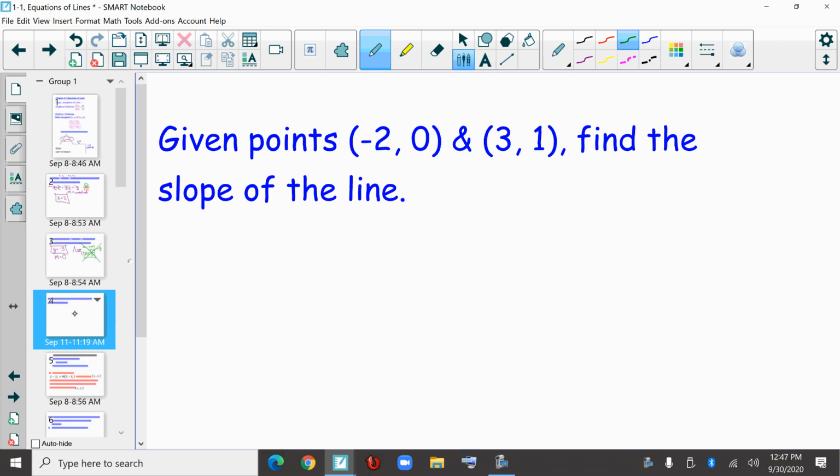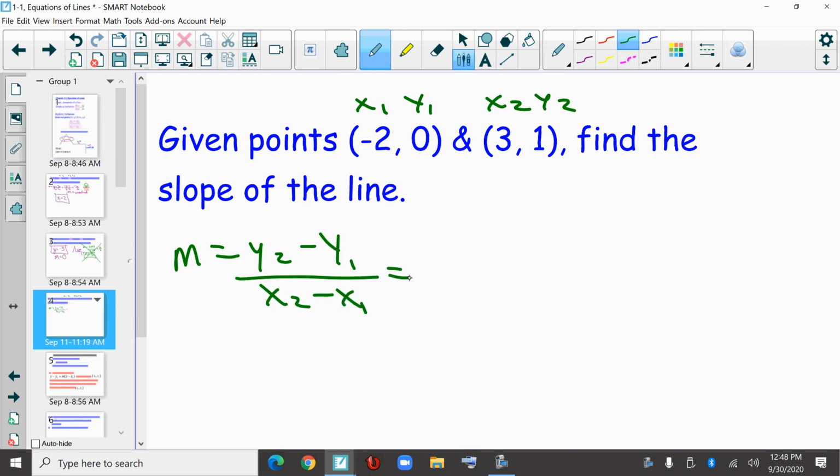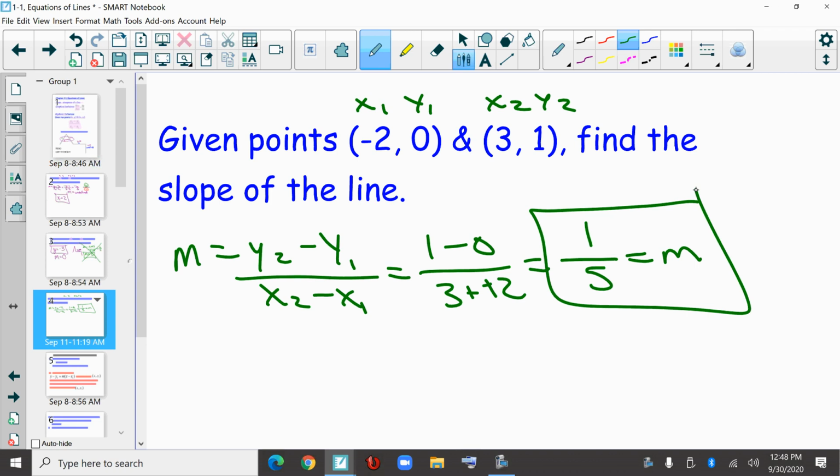So, same exact thing, but this time I give you 2 points, -2, 0, and 3, 1, and guess what? There's no shortcut here. You have no choice but to go straight to the labeling and then straight to the plug and chug. So that's 1 minus 0 over 3 minus negative 2. So that's 1 over, double negative's a positive, 1/5. Okay? So now we've talked about slope, we've talked about the equations of lines whenever it comes to having the same x's or the same y's.